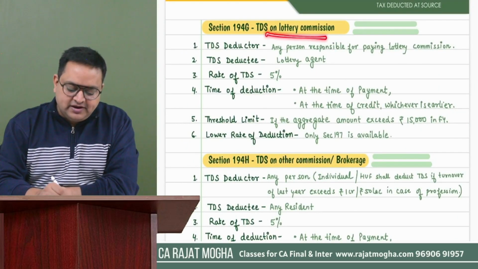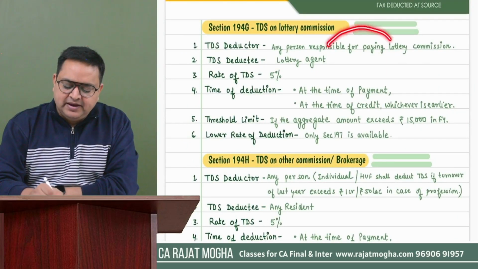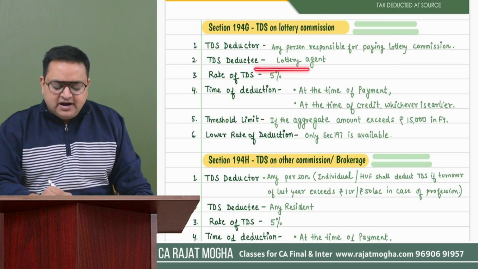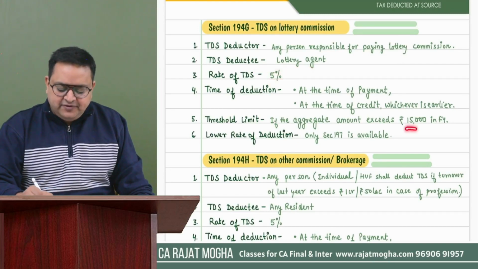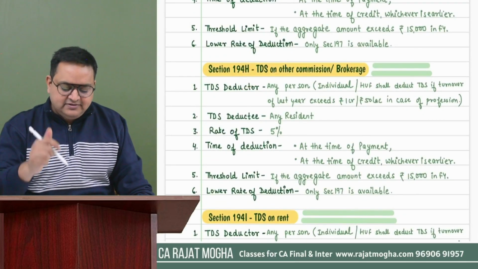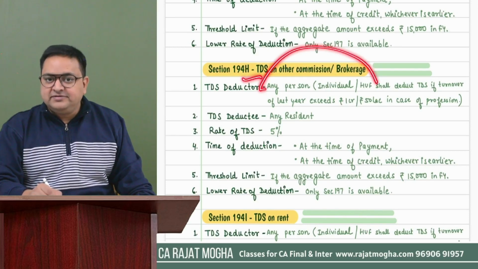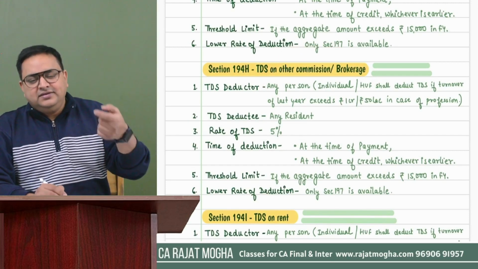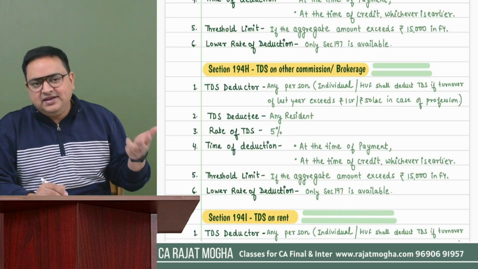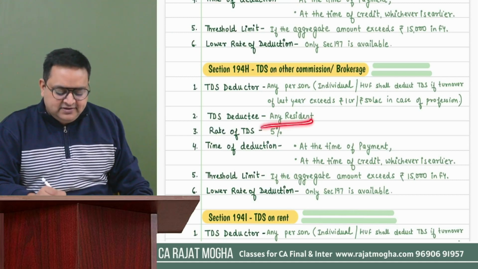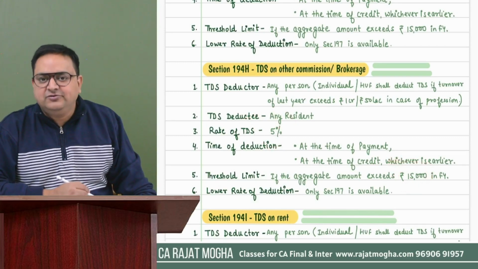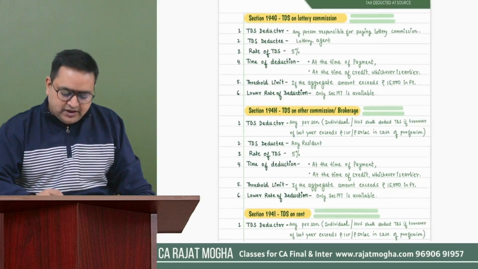194G is TDS on lottery commission. So here, the person responsible for paying lottery commission will deduct TDS. Generally, they are the organizer of the lottery or the state government, etc. They will deduct TDS for the lottery agent, 5% TDS, 15,000 is the threshold limit. 194H, important section, it can come in your examination. 194H, any person who is paying commission. If an individual or HUF is paying commission, then of course, if their last year turnover is more than 1 crore in business or 50 lakh in profession, then they are also liable to deduct TDS on any resident to whom they are paying any commission or brokerage. TDS rate is 5%, threshold limit is 15,000 rupees. Got it? Okay.